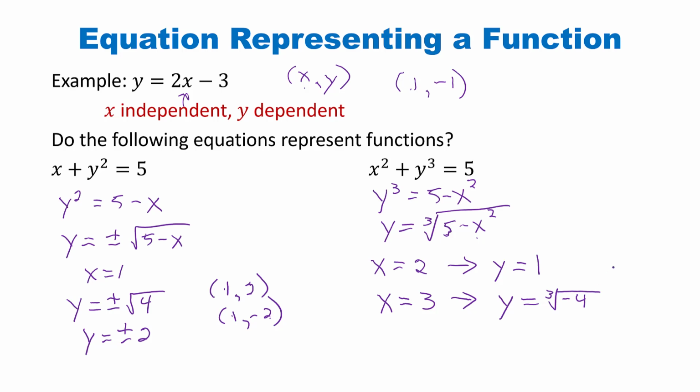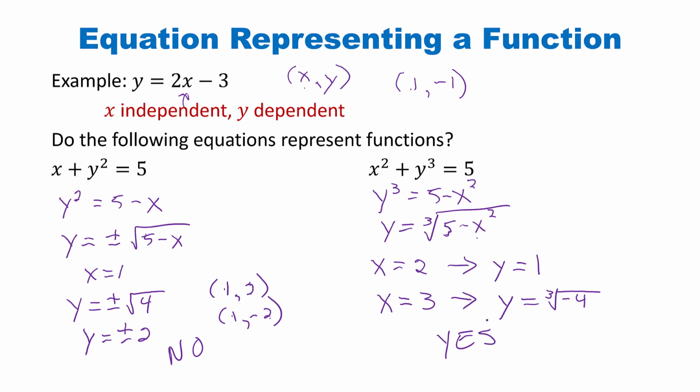Okay, I actually thought I had a nicer number here that I could take the cube root of. But there is only one cube root of negative 4, and it happens to be a negative number. So this first example was not a function. And the second example, this equation is a function because any value of x results in exactly one value of y.